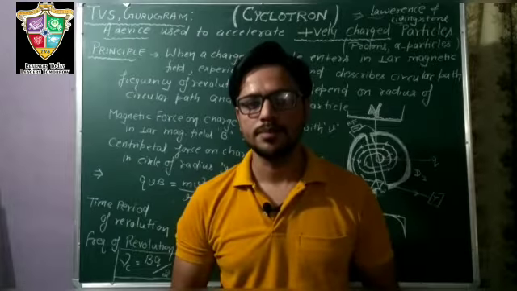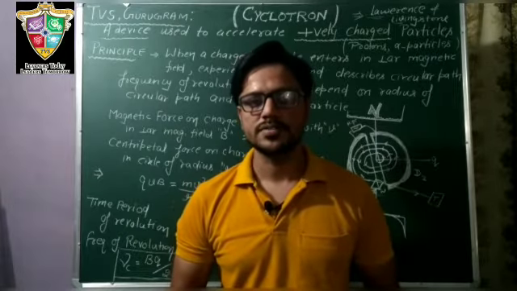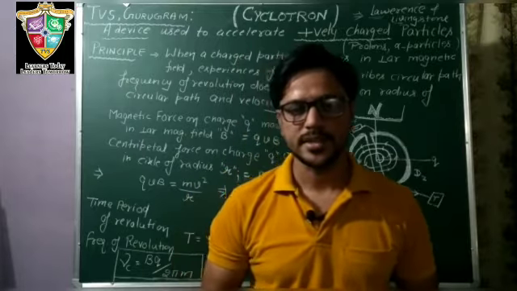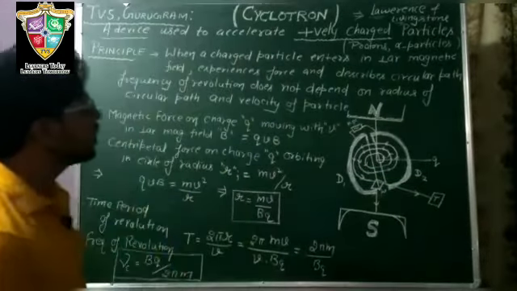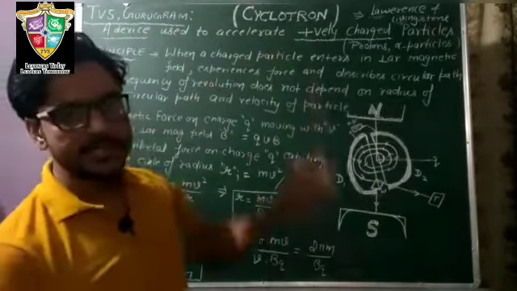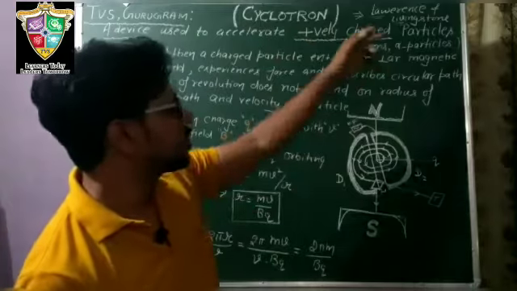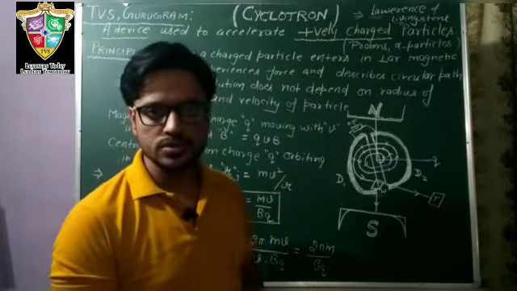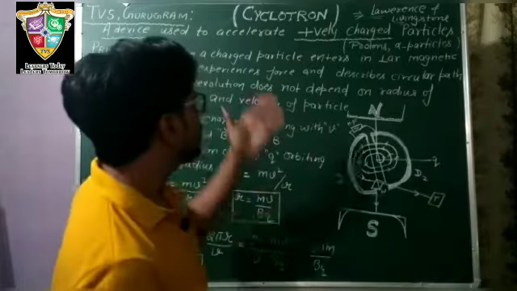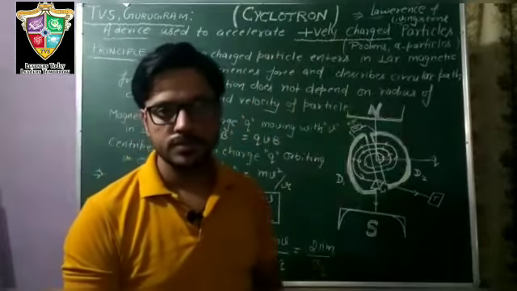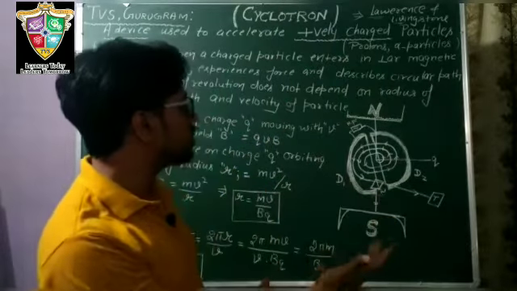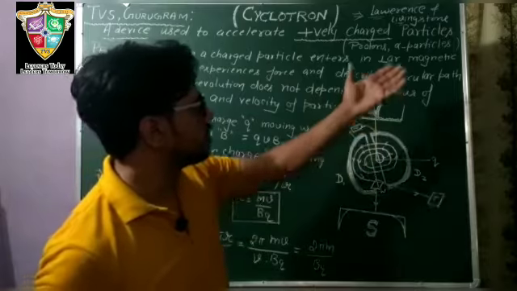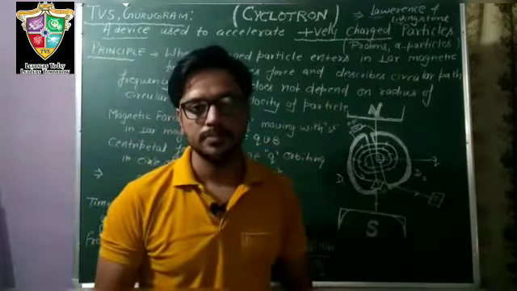Today we will discuss an important topic of class 12th physics, cyclotron. Let's start. Cyclotron is a device which was made by Lawrence and Livingston in 1934, and it is used for accelerating positively charged particles, like protons, neutrons, alpha particles, etc.